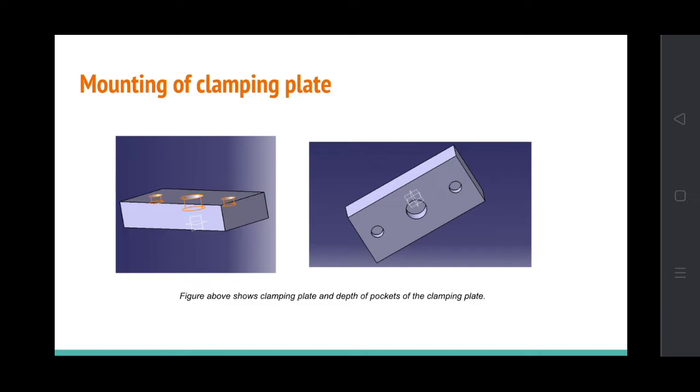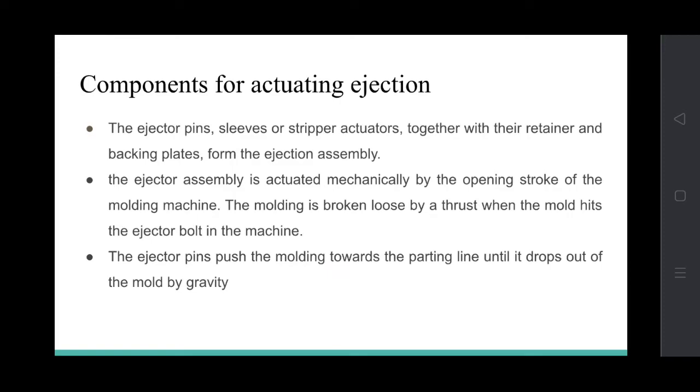So here we proceed to my part, which is the mounting of the clamping plate. Basically, the clamping plate is a stationary plate set to withstand the clamping force. It is required so the resin doesn't spill out once injected, and it stays shut against the movable plate. The figure below shows the clamping plate and the depth of pockets of the clamping plate.